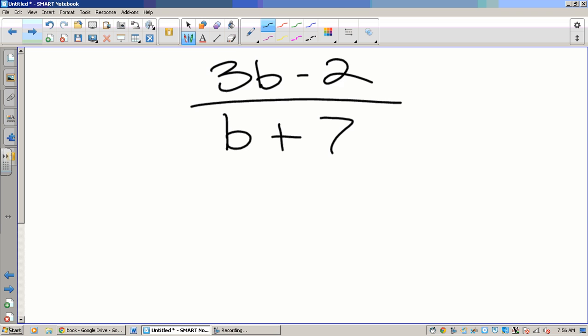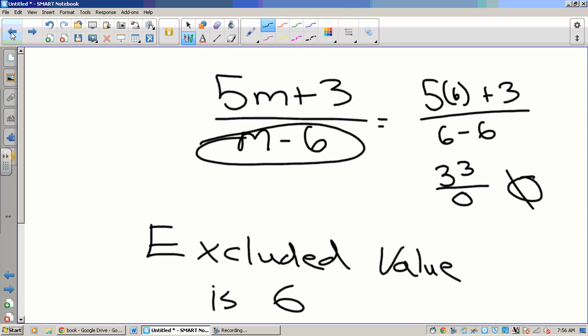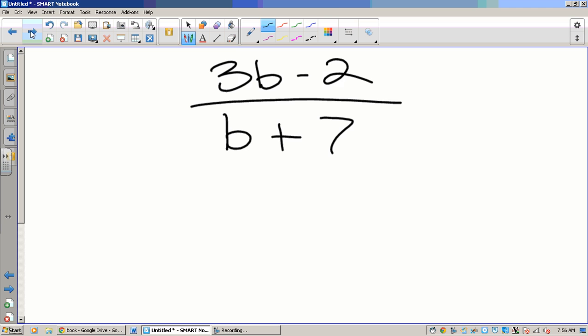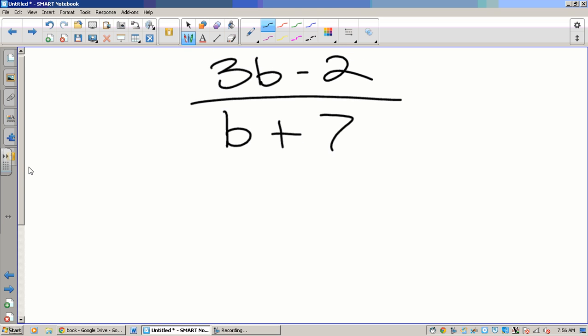Well, okay, so what did I just say over here? What would make it so it's not true? 6. I know, but what was the process? Why does 6 make this not true? Because it makes the denominator 0. So we're looking for the value that makes the denominator equal to 0. Oh, so then it'd be negative 7. Exactly. Negative 7 plus 7 equals 0. And it doesn't matter what it is up top. We're just concerned about this part here and making that 0.